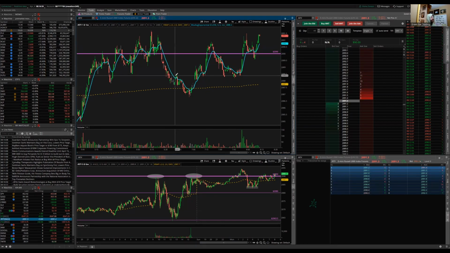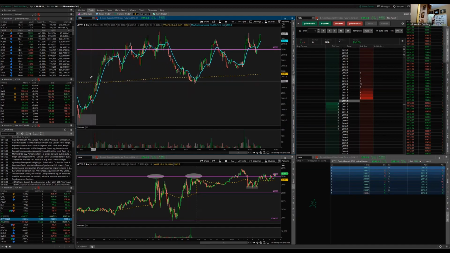And it's not just the Russell. This was on every major index. So the ES was like this. The NASDAQ was like this as well. So right here was my first trade, seeing price stall out. Now, why didn't I get in here? Okay. I hate to chase.